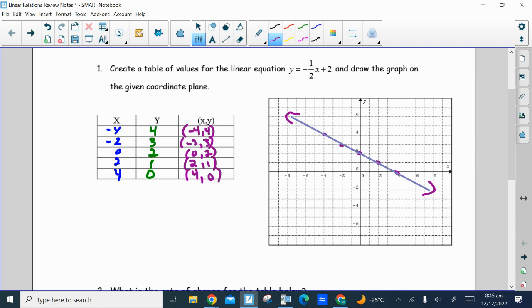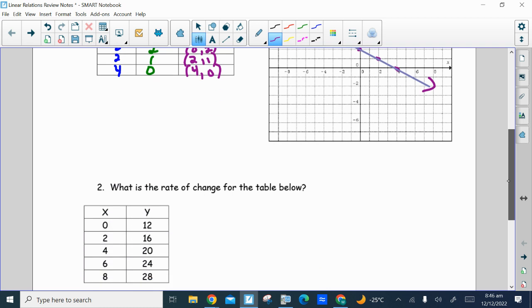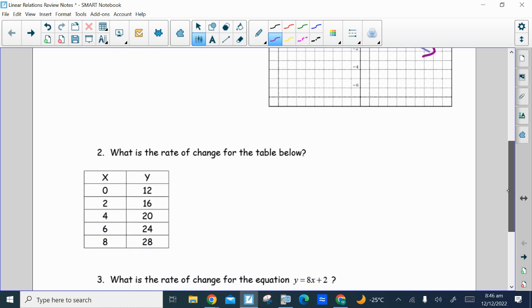So from our y-intercept, if we rise negative 1 and run 2, we get that point right there. Or we could rise 1 and run negative 2, which gives us that point. They both work. So the slope is negative 1/2, and that is the rate of change. It is how y is changing as x is changing.